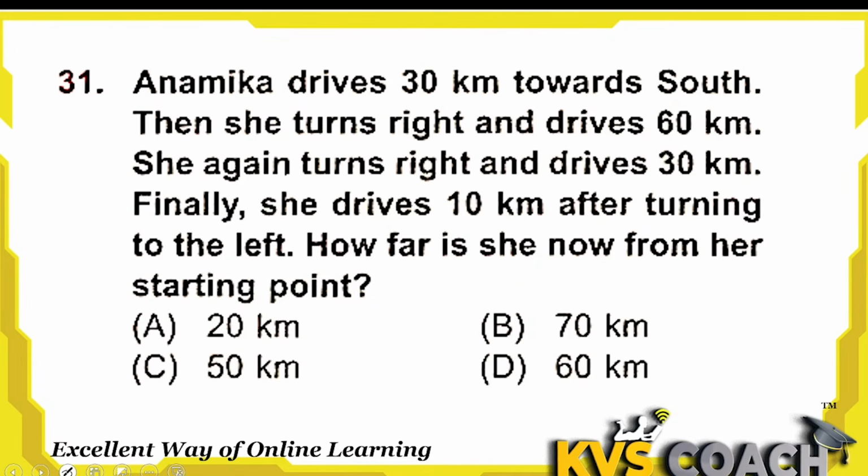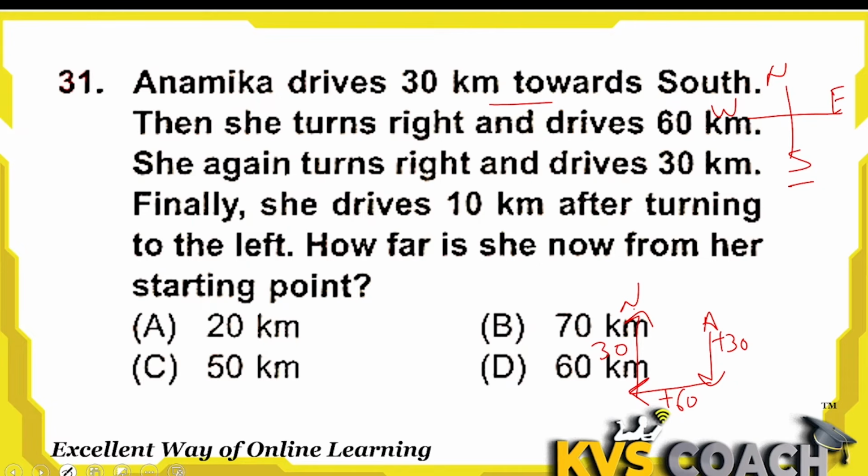Next is, Anamika drives 30 km towards south. Here are the directions: east, west, north and south. So Anamika will be here after 30 km. This is the south direction. And then she turned right and drove 60 km. Now she turned into the west direction because the right side of south is west, and drove 60 kilometers. She again turned right and drove 30 km, meaning she turned into the north side and drove for 30 km.